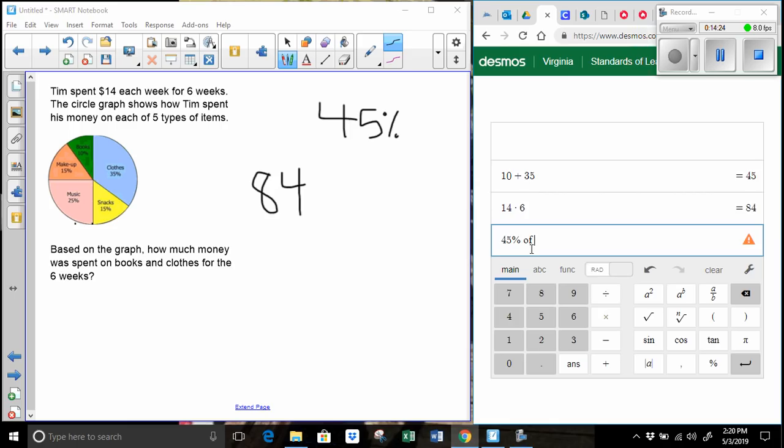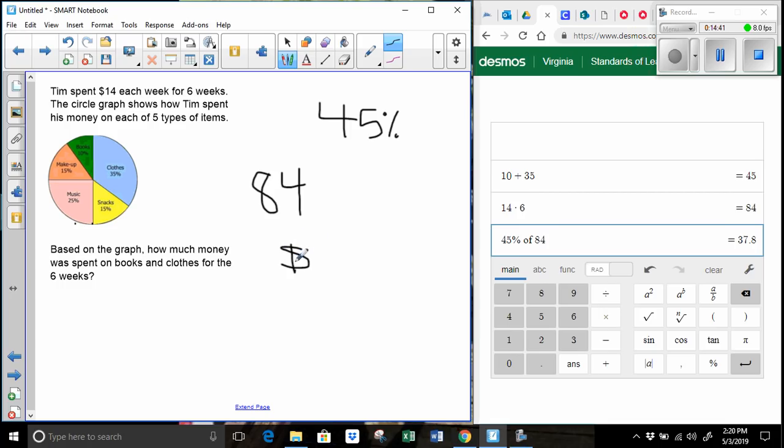Percent. Notice how it automatically puts that "of" there. So, 45% of $84, so let me type 84, gives us 37.8. So that is going to be our final answer.